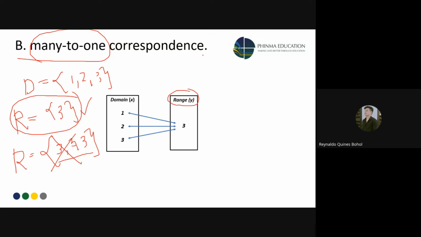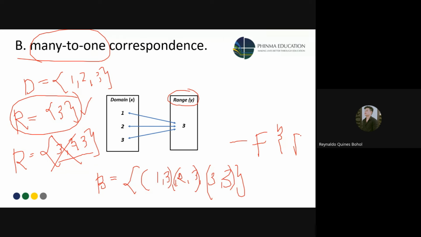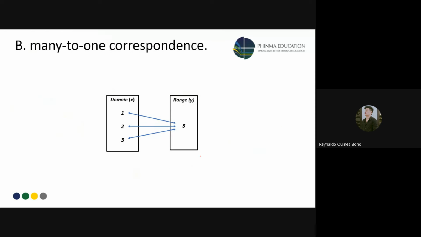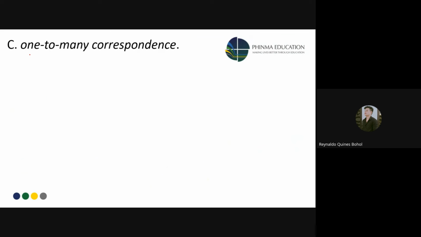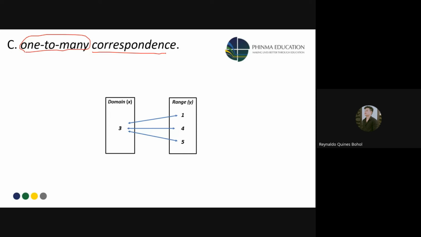Okay, for example, this is pattern B. The ordered pairs here are 1, 3, 2, 3, and 3, 3. This is an example of function and relation because there is no repetition of x. Still function pa rin siya. And this is an example of one-to-many correspondence.